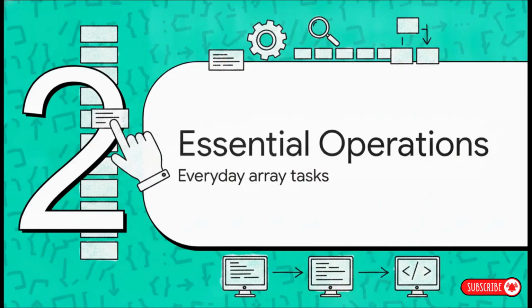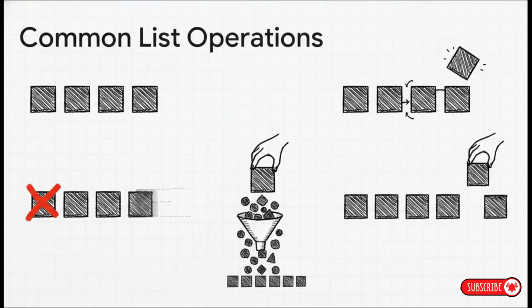Moving right along to Section 2, Essential List Operations. Basically, your everyday array manipulation tasks. Consider this your rapid-fire cheat sheet of the commands that make lists so incredibly useful. Want to drop a new value at the very end of your data? Just use append. Need it shoved into a specific spot? Insert lets you pick the exact index location.